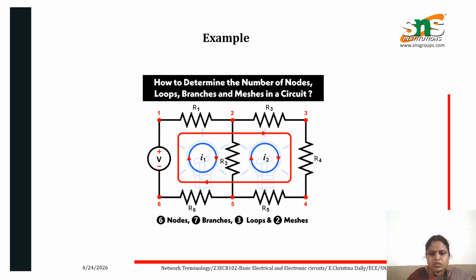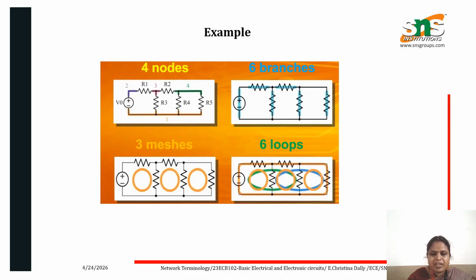We have 6 nodes, that is 1, 2, 3, 4, 5, 6. Across the nodes the branches are connected. Between 2 and 5 the resistor R2 is connected. Considering that, it will be indicated as 7 branches, and we have 3 loops. We consider 1, 2, 5, 6 as one loop, 2, 3, 4, 5 as another loop, and the entire 1, 2, 3, 4, 5, 6 as the third. So these are the 3 loops, and we have 2 meshes, that is I1 and I2. So in the previous figure we have represented what a node and a branch are, and how many meshes and loops are available.